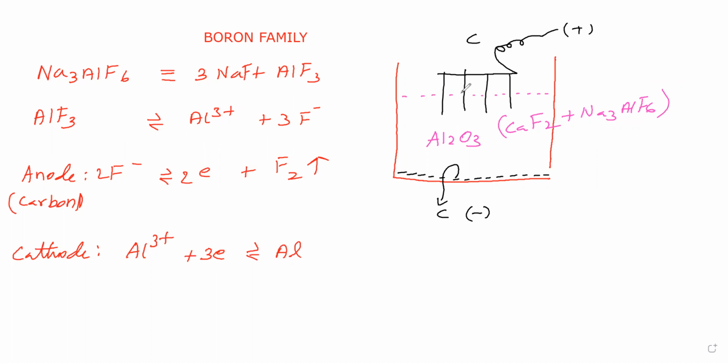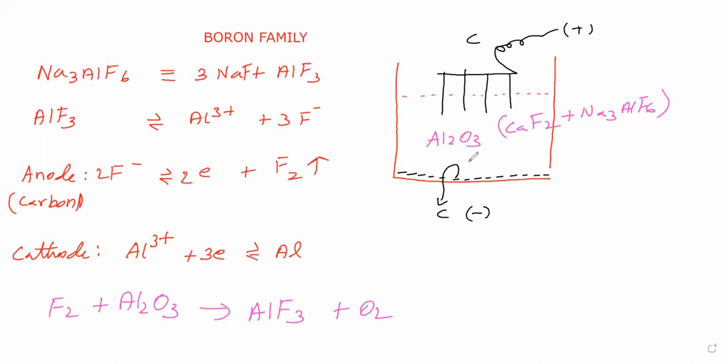So at this anode, F2 is liberated. This F2 reacts with this Al2O3. In that, the fluorine undergoes reduction and becomes F minus. F minus takes the aluminum ion and becomes AlF3. The oxygen undergoes oxidation and becomes oxygen gas. So oxygen gas is liberated.